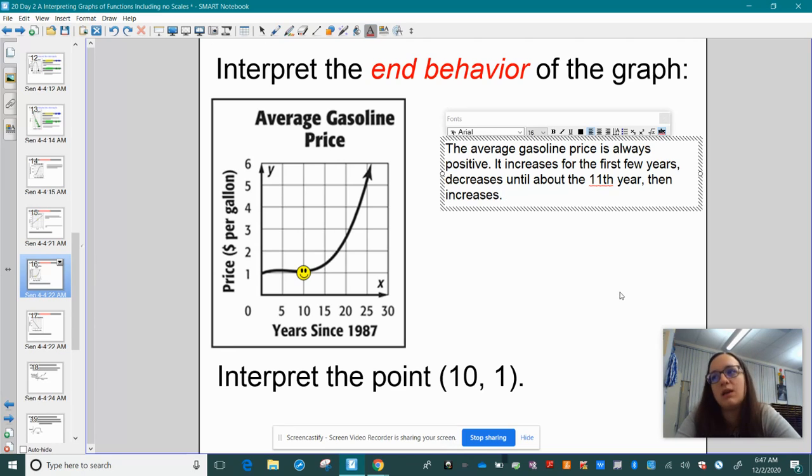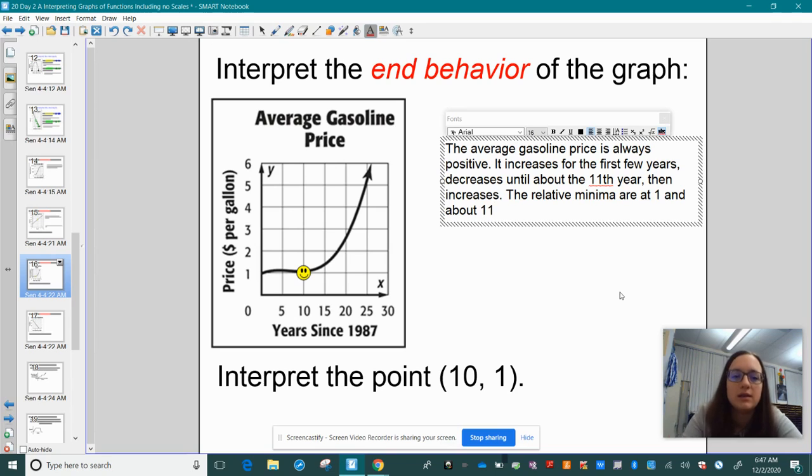And then you could talk about the minimum and maximum. The minima are at 1 and about 11, because it dips at 1 and is low, and that 11 one is about the same, also low. So those are relative minimums. And if we get more curves, we're looking at all those bottom numbers. We don't really have a relative maximum.